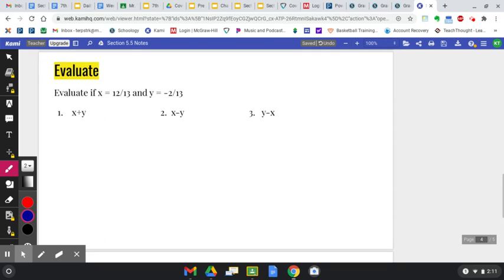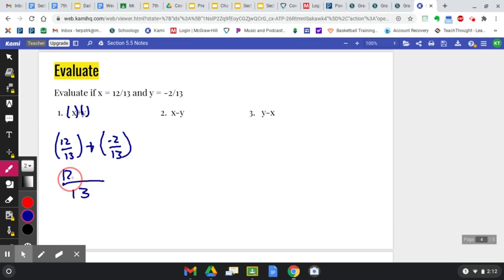Now, our evaluate problems. We haven't done these in a while, but this is review. Remember, we take the variable, put parentheses around it, and then I'm just going to insert what x is. Right here, it's 12 over 13. Here, it's negative 2 over 13. So my common denominator, and then I'm going to have 12 plus negative 2. Opposite sign, so I'm going to subtract 12 and 2, which gives me 10. 12's bigger, so it's positive 10 over 13.